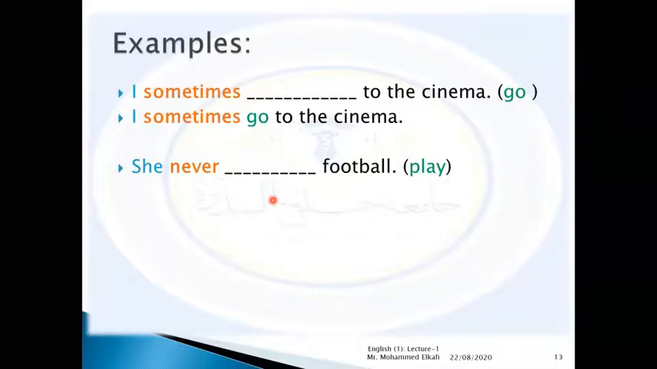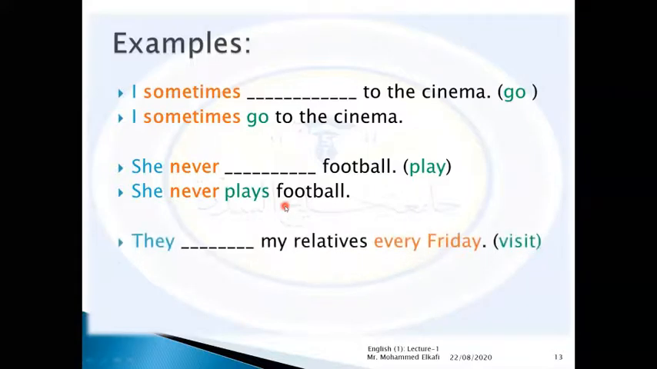The base form. So what is the subject here? The subject is she. Since it's she, the verb play should be used with S. We should add S to the word play. So our answer will be: She never plays football.